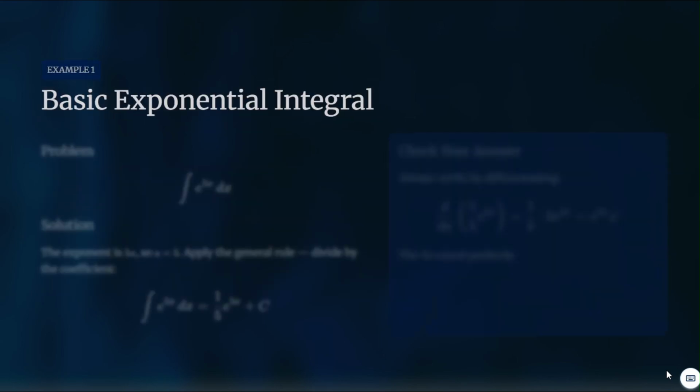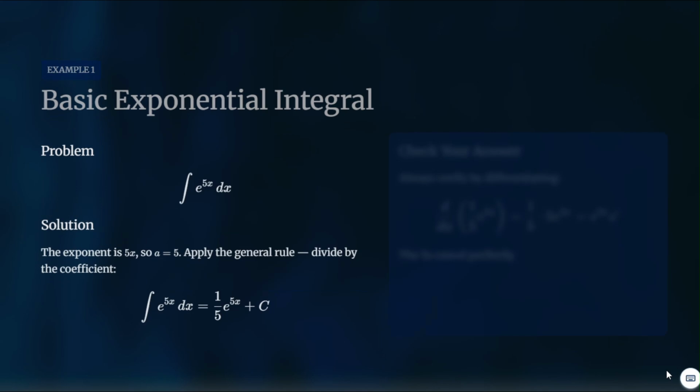Let's look at our first example. If we integrate e to the power 5x dx, here the exponent is 5x. Therefore, a is equal to 5. If we apply the general rule and divide by the coefficient, the antiderivative of e to the power 5x with respect to x will be equal to 1 over 5 e to the power 5x plus c.